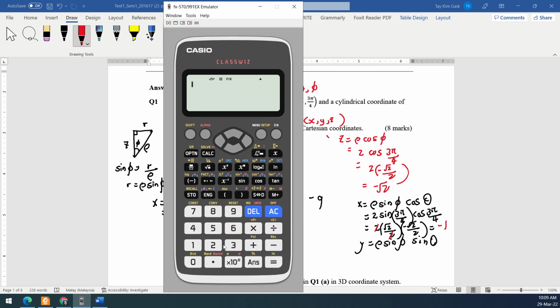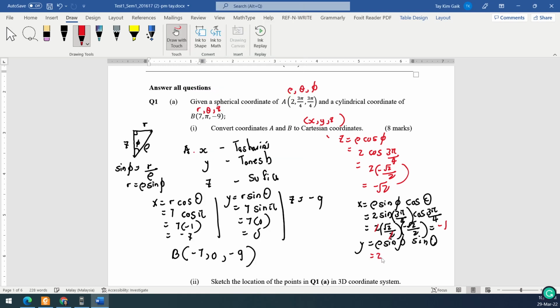Okay, you can check here. If you put 2 sin of shift pi divided by 4, and then cos of 3 pi divided by 4, you get -1.